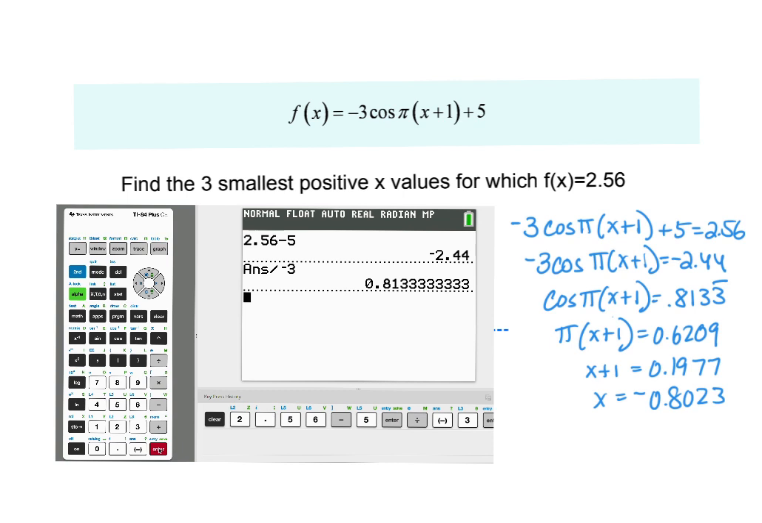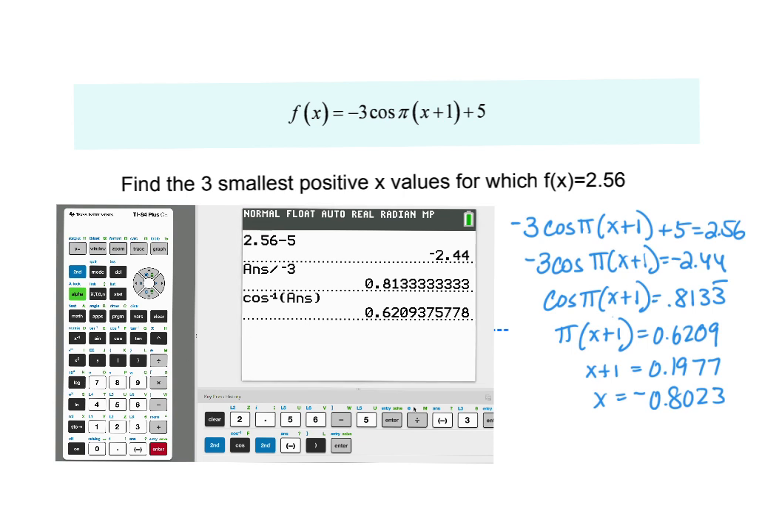Now, to get the x out of the cosine, how do I undo a cosine? I take inverse cosine. So to do that, I would press second cosine and then second of the answer I just got. Now I should have pi times the quantity x plus 1 is equal to 0.6209. And now I want to divide both sides by pi.